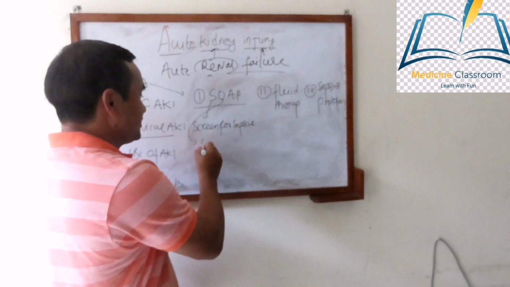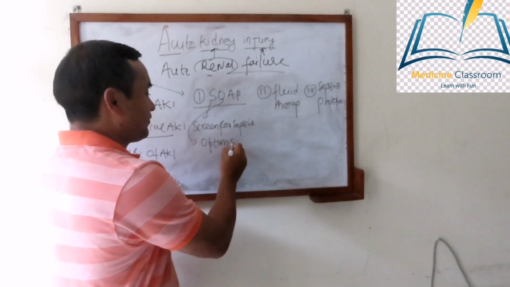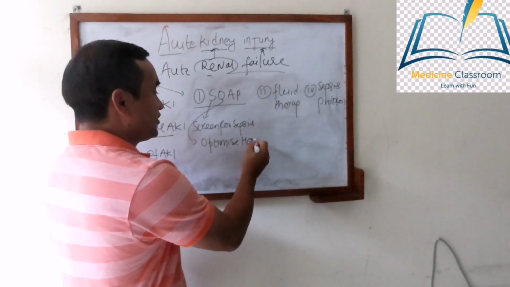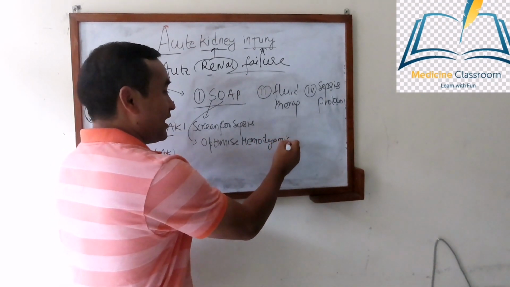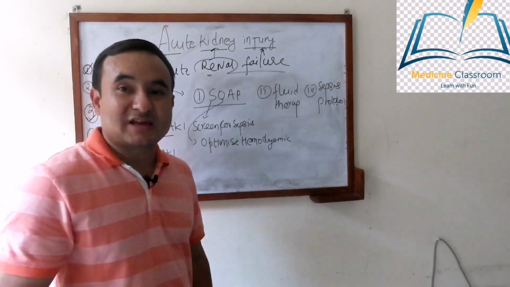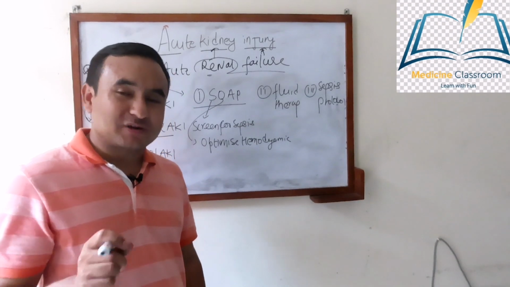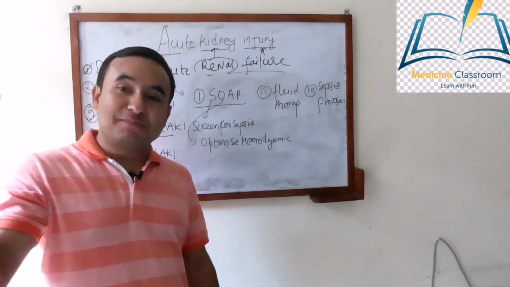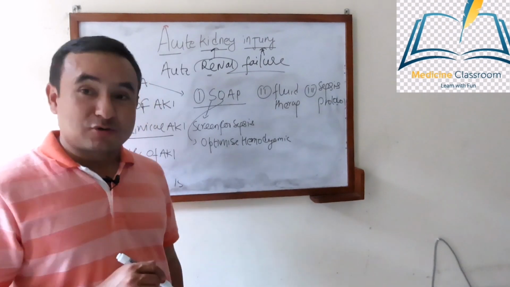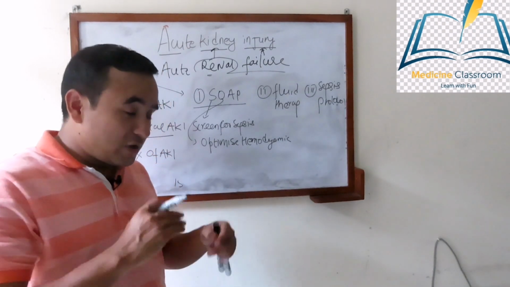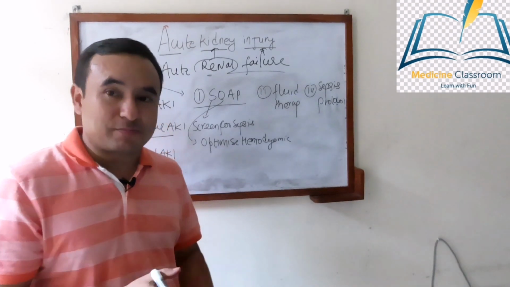Second is optimize the hemodynamics. Optimize hemodynamics means some patients may have low blood pressure. In that case we have to give fluid, and you have to use inotropes for that condition. Some patients may have high blood pressure like malignant hypertension, which can present with AKI. In that scenario, you have to use antihypertensives. So, you always try to optimize the hemodynamics and maintain the blood pressure.